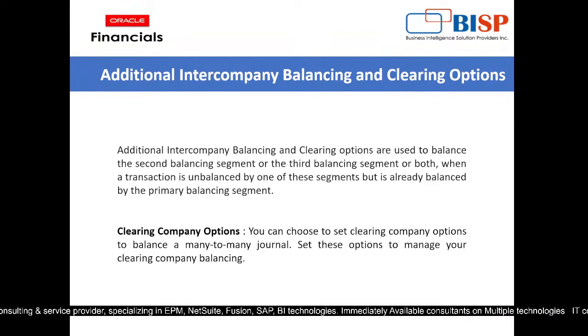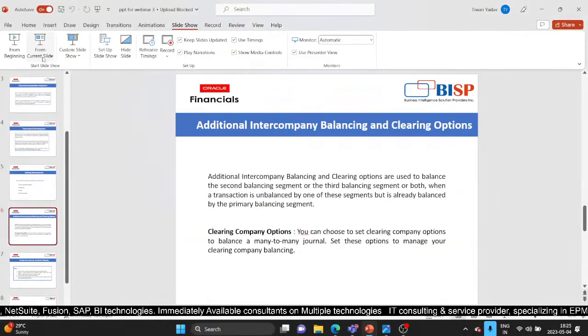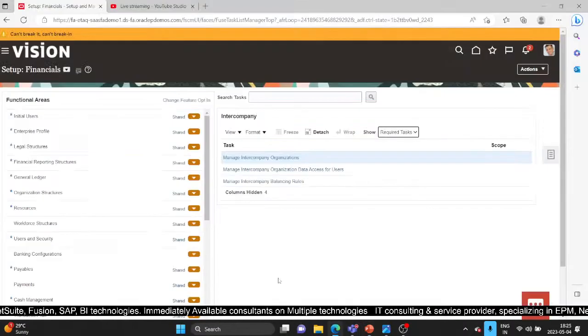So there are three parameters which you need to check. Clearing company condition: choose when to use a clearing company. Use clearing company only for intra-company journals. Use clearing company for all many-to-many journals. Error out if many-to-many journal. And the default value for this option. So we'll go into the instance and then I'll tell you about these, so that will make more sense.